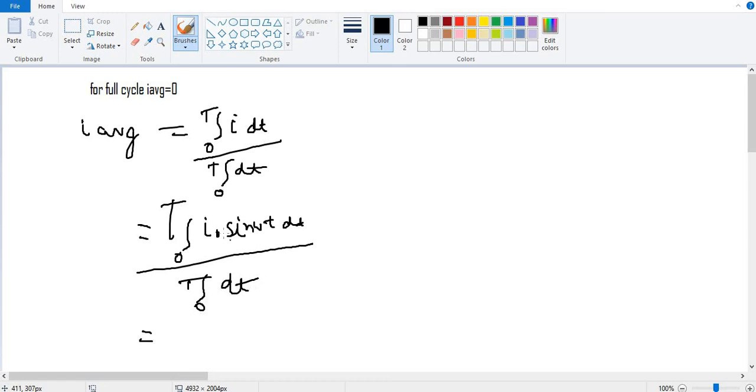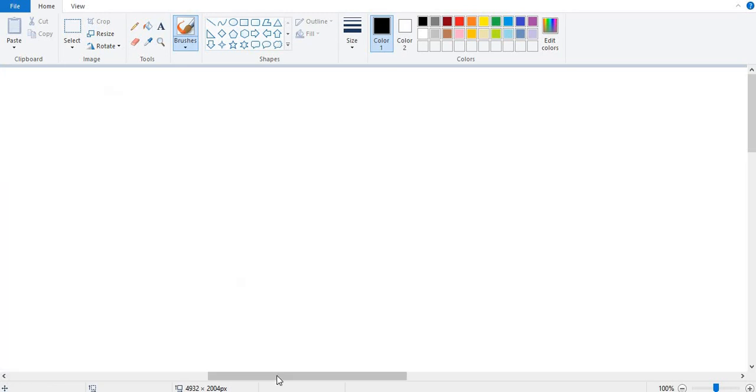Now what I will do, I naught is the constant, so I will put it outside the bracket. Now the left one is the integration of sin omega t. So I naught is outside, and the integration of sin omega t dt, with the lower and upper bounds 0 to t, and down we have the integration of dt from 0 to t.